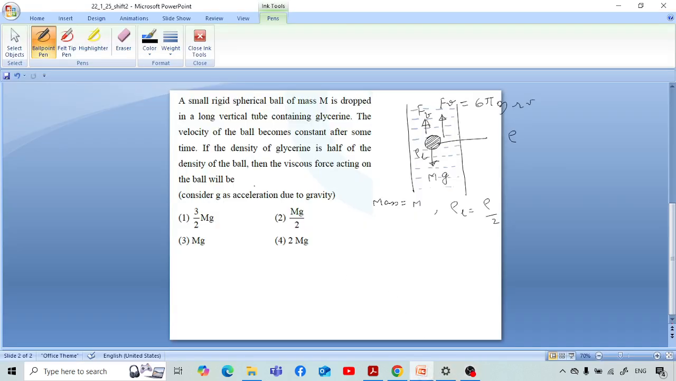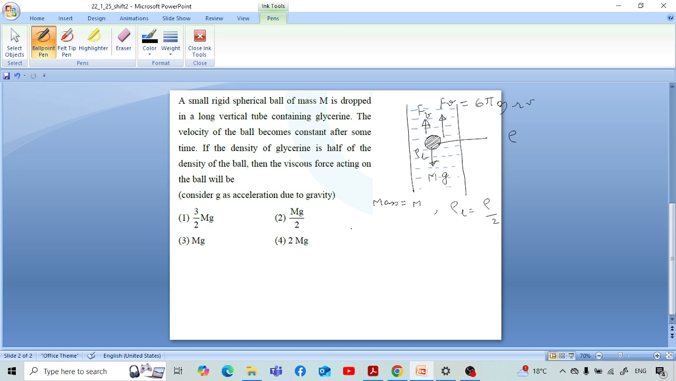Hello students, the question is: a small rigid spherical ball of mass m is dropped in a long vertical tube containing glycerine. The velocity of the ball becomes constant after some time. If the density of glycerine is half the density of the ball, then the viscous force acting on the ball will be, and the given options are option 1, 3 by 2 mg, option 2, mg by 2, option 3, mg, and option 4, 2 mg.